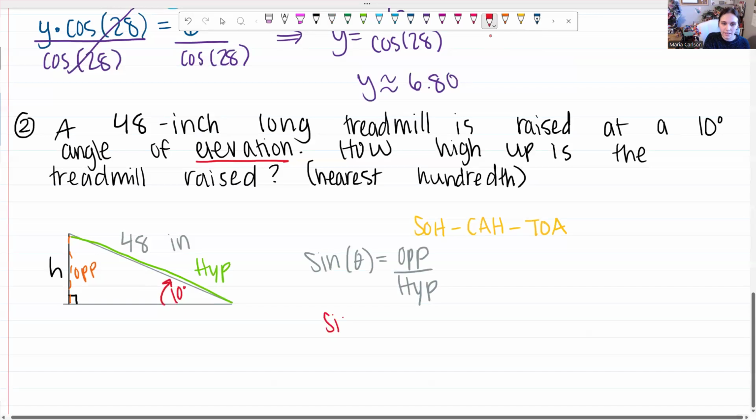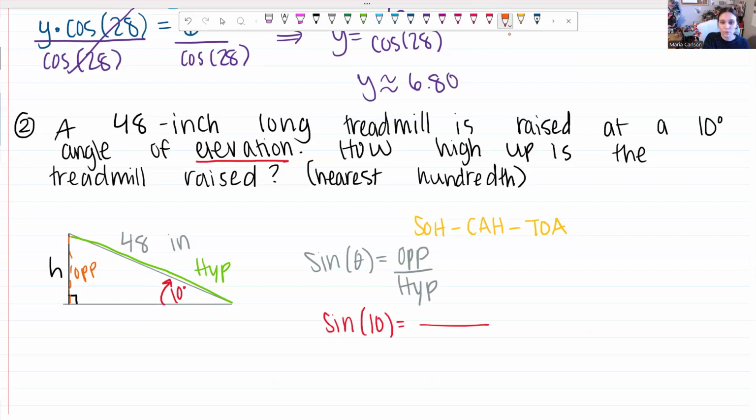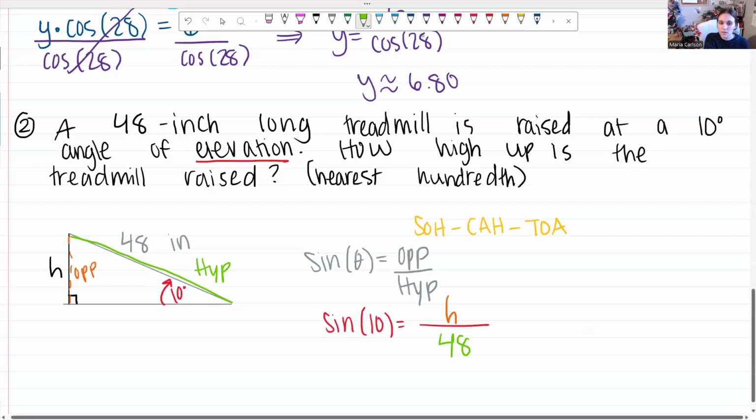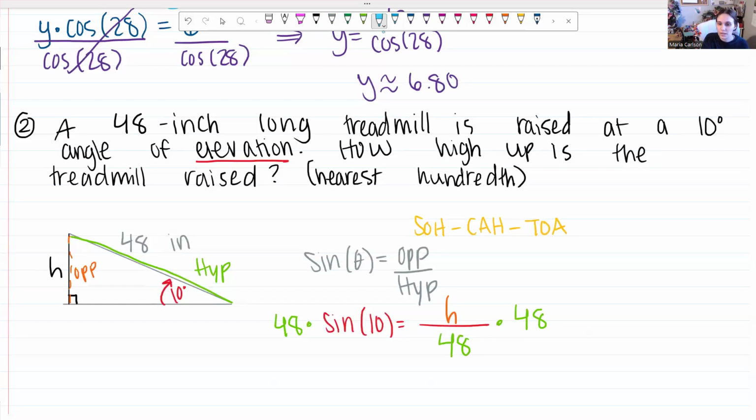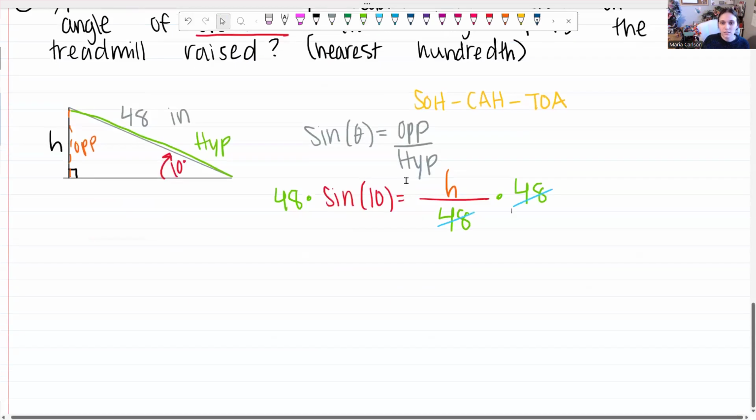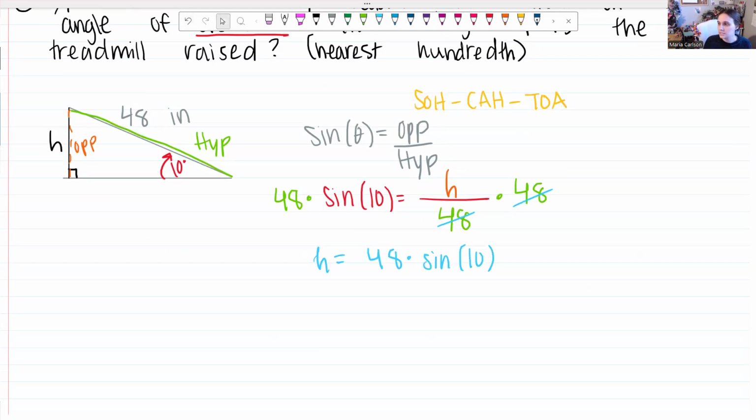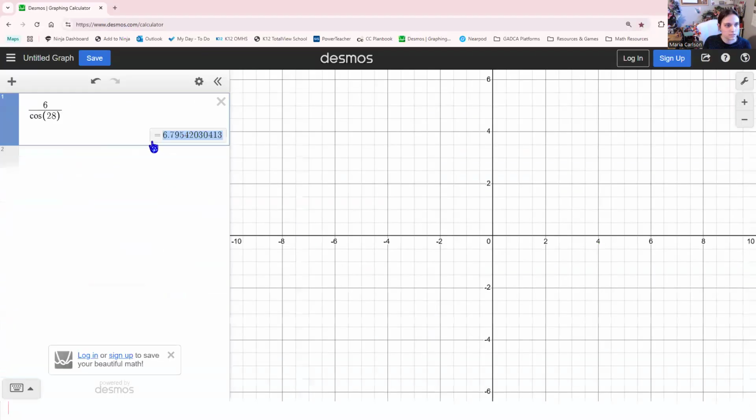So the sine of 10 degrees is equal to the opposite, which we don't know, that's h, over the hypotenuse, which is 48. So I am going to solve for h by simply multiplying both sides by 48, undoing that division. And when we do that, the 48s will cancel on the right. And I know then that the height of this treadmill, how high up it is raised, is 48 times the sine of 10. Now let's see what that actually is.